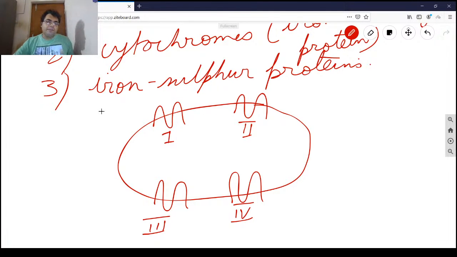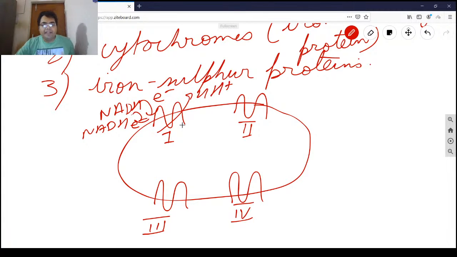When NADH has come and bound here, it has donated electrons to this one, and it has pumped 4 H plus outside. Now the electron needs to be transferred from complex 1 to complex 2. So it cannot directly jump, it cannot just float and swim its way through. There needs to be a carrier of electrons which can carry electrons from complex 1 to complex 2. Who will do it?